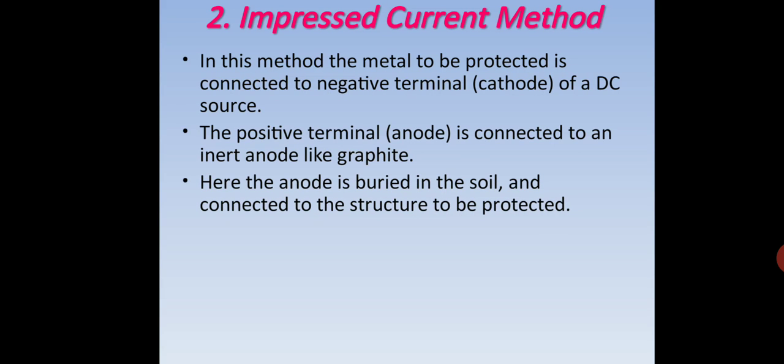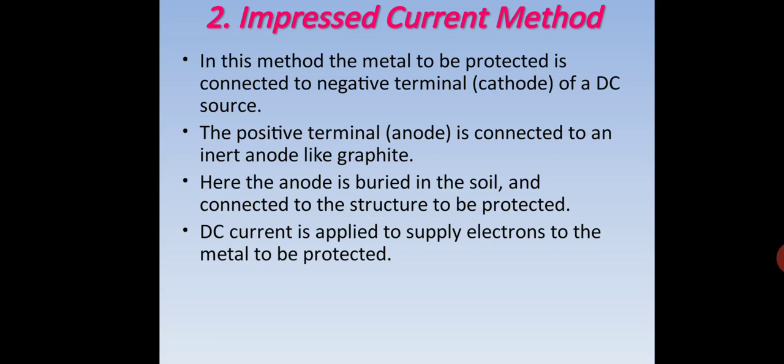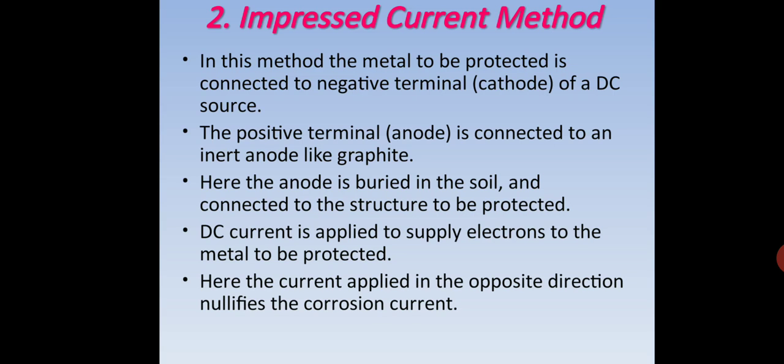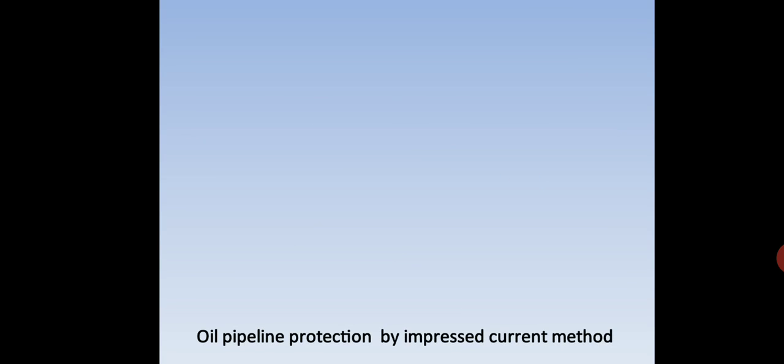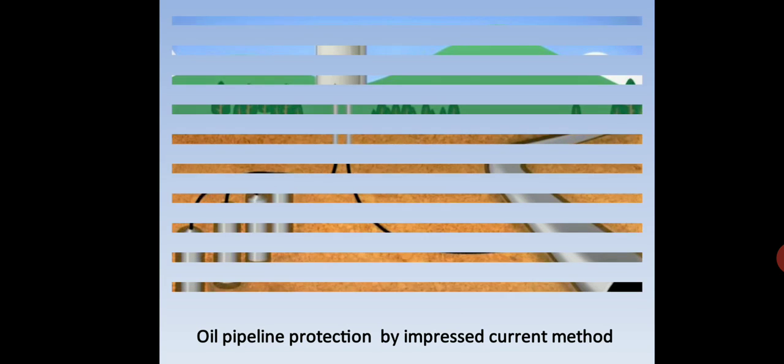Here the anode is buried in the soil and connected to the structure to be protected. To avoid any leakage of electric supply, the anode must be insulated first, then it must be buried in the soil. So the DC current is applied to supply electrons to the metal to be protected. Here the current applied in the opposite direction nullifies the corrosion current. Okay, so let us observe an example: oil pipeline protection by the impressed current method.